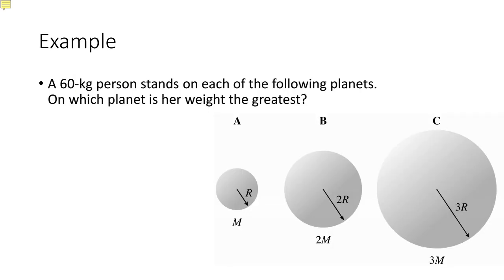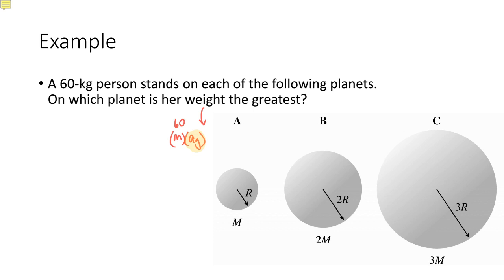Here's our next example. It says a 60-kilogram person stands on each of the following planets. On which planet would her weight be the greatest? Since her mass is not changing and her mass is 60, what this question is essentially asking is which of these planets would have the largest acceleration of gravity.